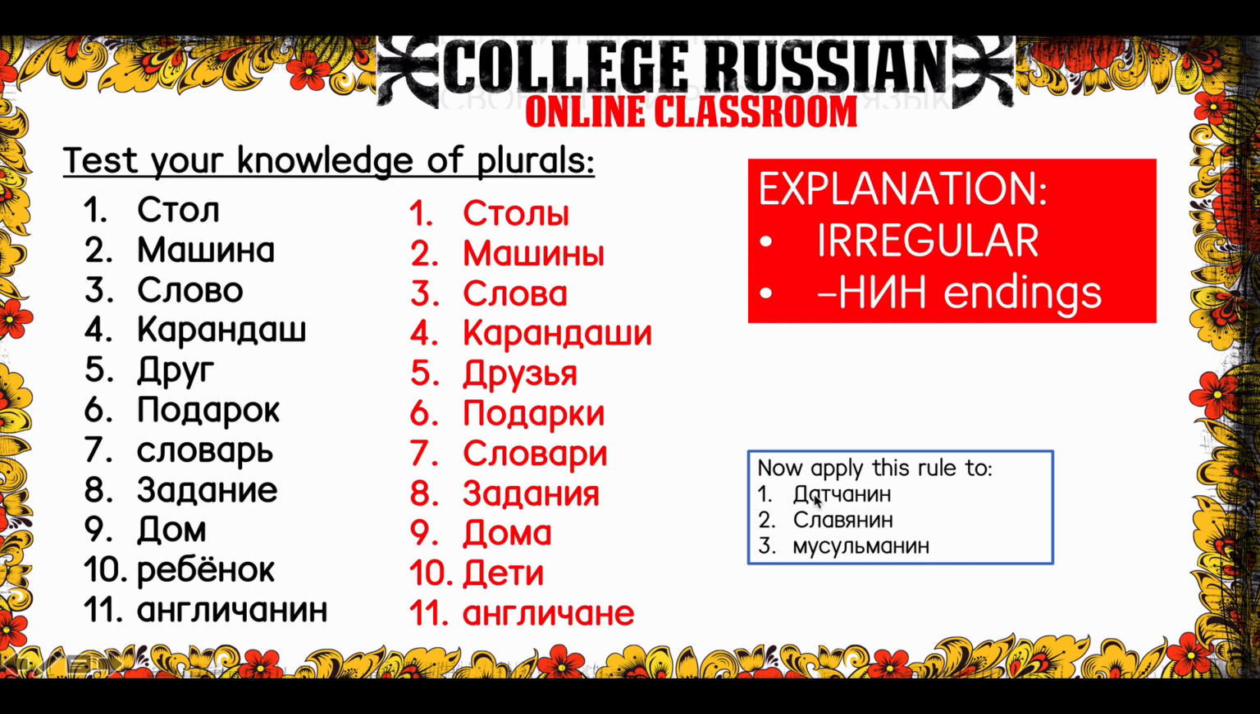Now you can try and apply that to some of these words as well. So for example, the -ин just disappears and the ending turns into -е on the end. Датчане, славяне, мусульмане. Notice these are all types of people: Danes, Slavs, Muslims.